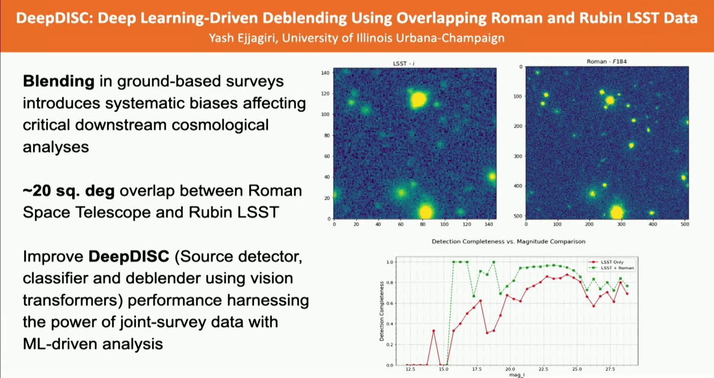My work is basically combining these two data formats and improving DeepDISC's performance, which, as Grant described, is a source detector, classifier, and deblender using primarily vision transformers, and increasing the performance by harnessing the power of multi-survey data with ML-driven analysis.